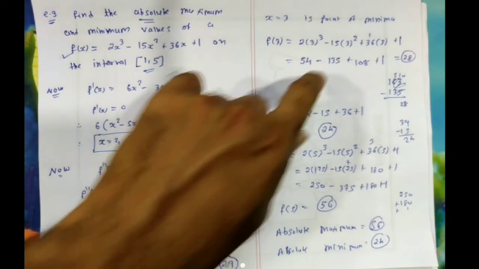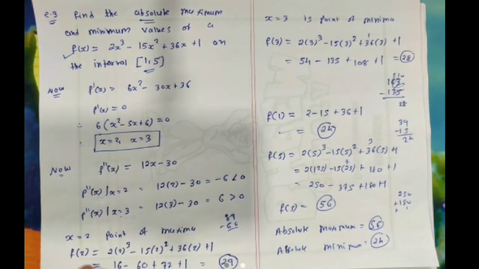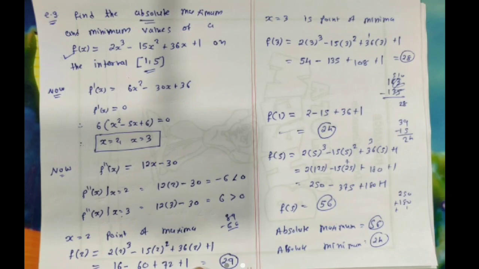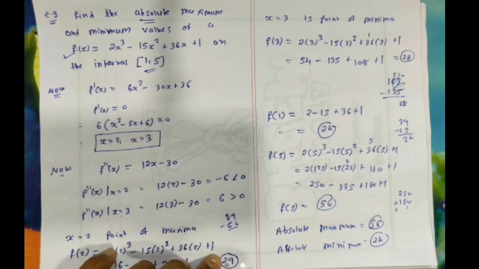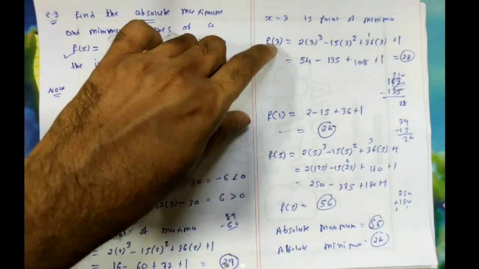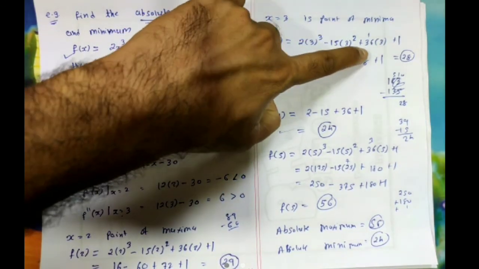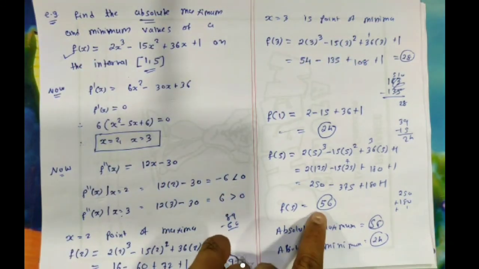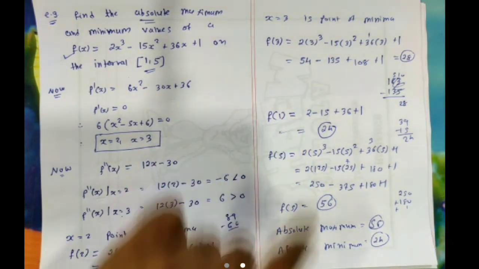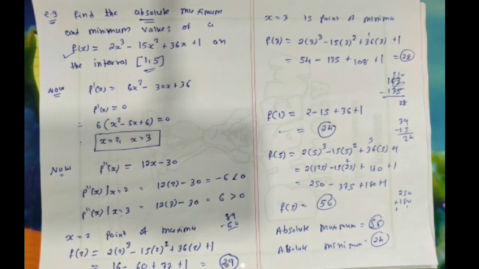And what about these two values? At the point of maxima, we are getting the maximum value, so this is known as the local maximum value. 29 is the local maximum value, and this one is the local minimum value. So local maximum value is 29, local minimum value is 28, absolute maximum value is 56, and absolute minimum value is 24. Clear, students? Because sometimes the function may give its local maxima and local minima at the endpoint. Right. These are the critical points.